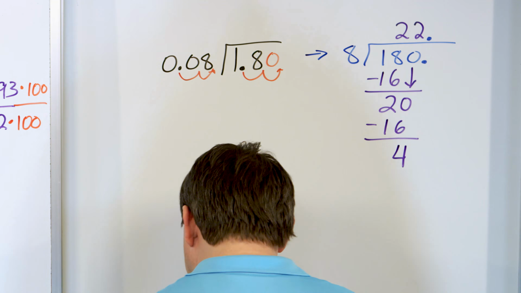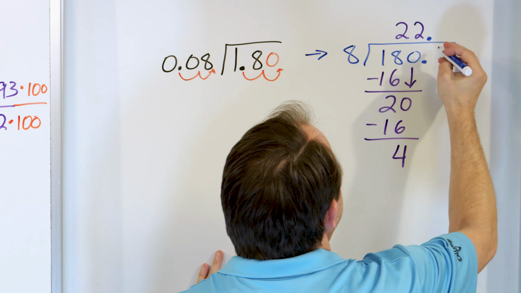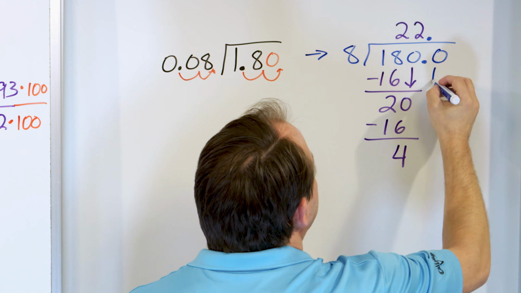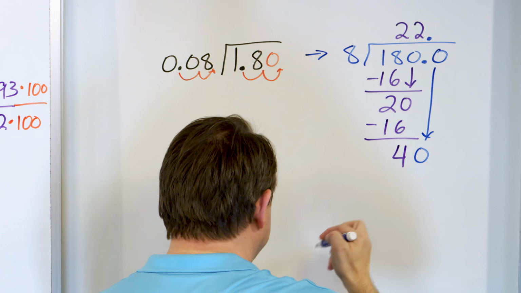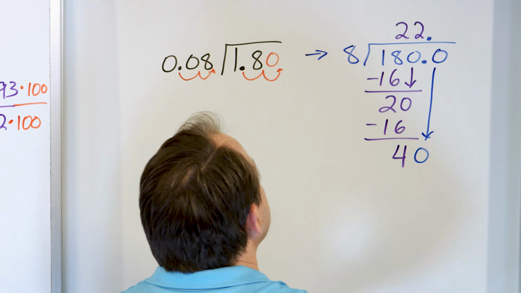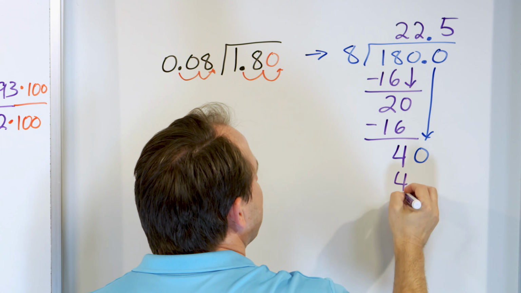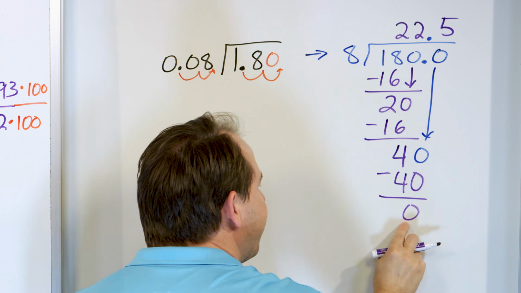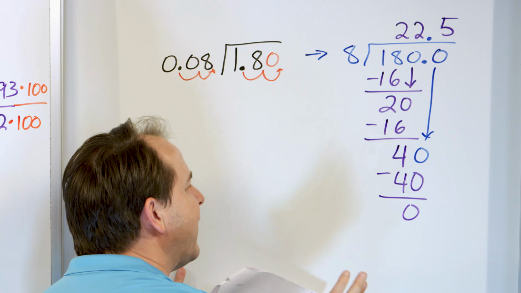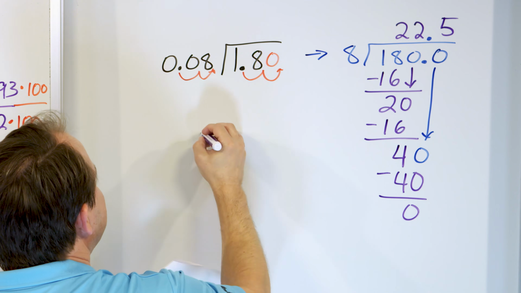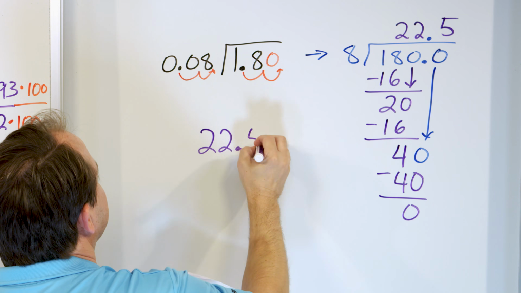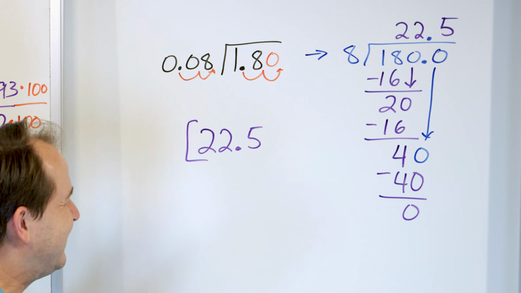So what we do in that case is what we did in the last lesson. We have to add our own 0 to then bring down, and now we have a 40 here. So 8 times 5 is 40, so 5 goes here, and we multiply, subtract, and now we get a remainder of 0, and there are no other digits to drag down, so we know we're done. And we get an answer of 22.5, or 22.5 exactly.